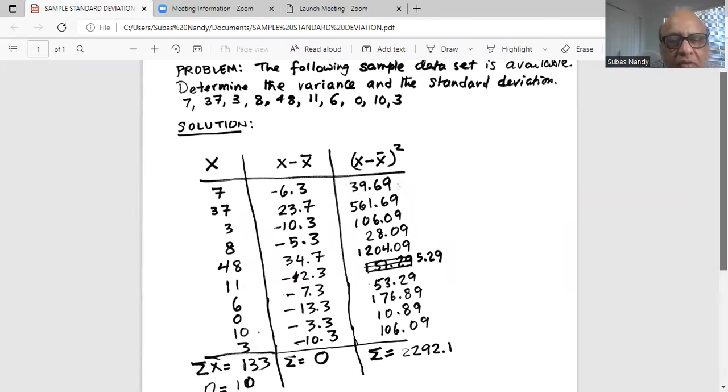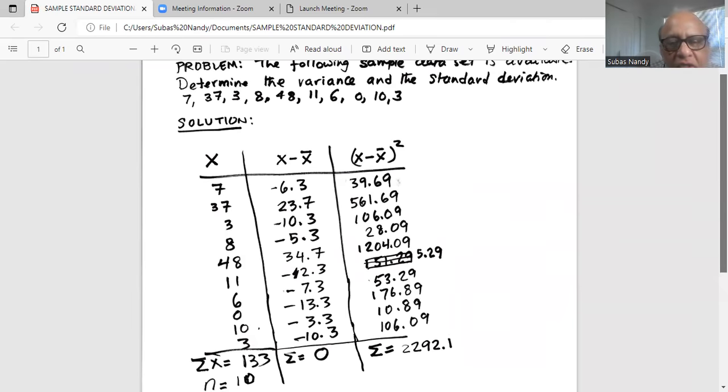Then in the second column, I have calculated the deviation of each number from the mean, X minus X bar, deviation of each number from the mean, okay? Notice when you add up all these deviations, the sum of the deviations of all the numbers from the mean is equal to 0, okay?